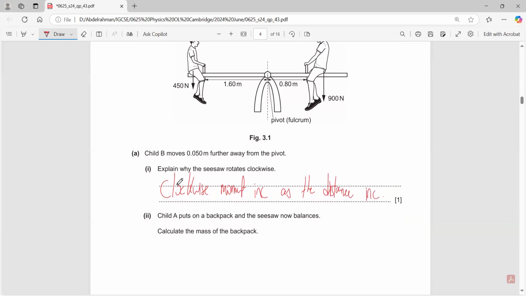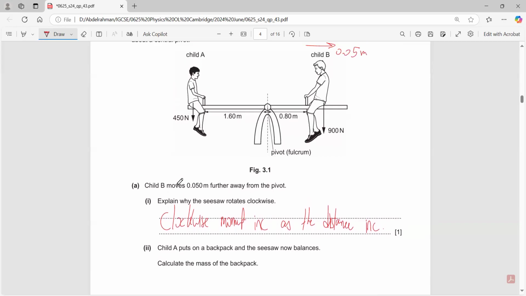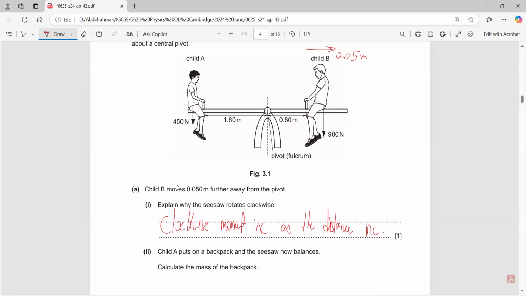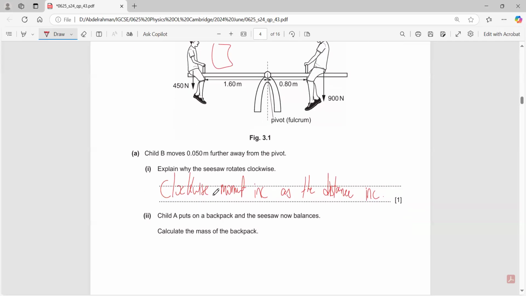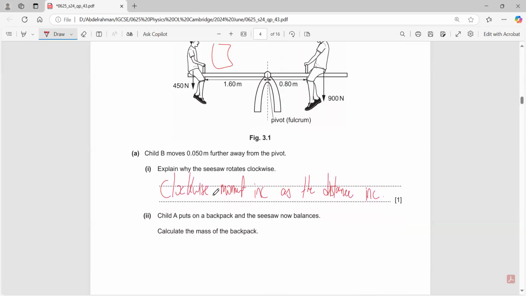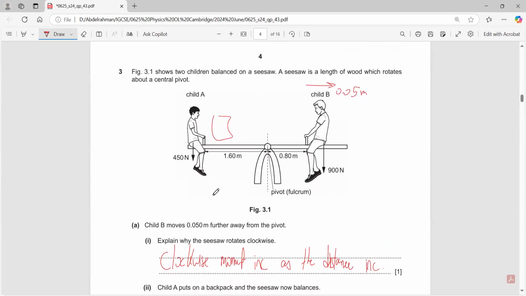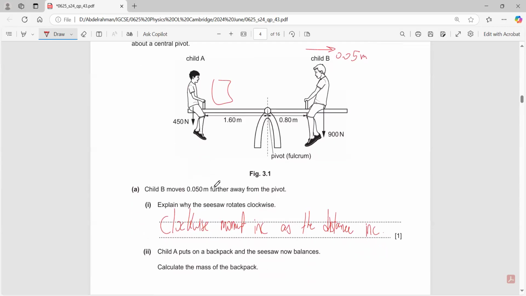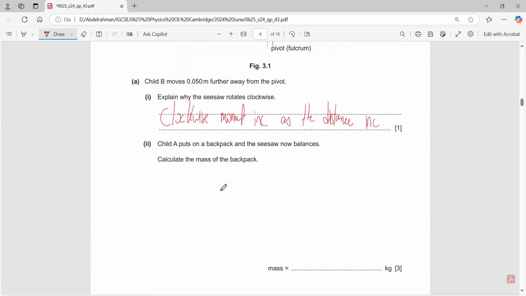Child A puts a backpack on the seesaw, and it now balances. Calculate the mass of the backpack. We need to find the weight of child A and this backpack combined. Basically, I will solve the question quite simply, saying that the clockwise moment is equal to the anti-clockwise moment.